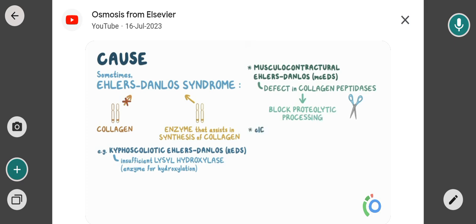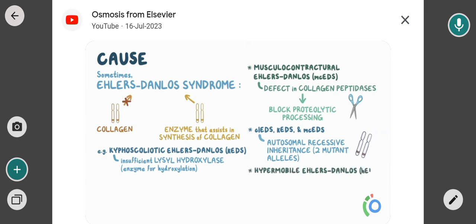In classical-like, kyphoscoliotic and musculocontractural Ehlers-Danlos syndrome, the mutation is passed through autosomal recessive inheritance, which is where two mutant alleles are needed for the disease. Finally, for hypermobile Ehlers-Danlos, or HEDS, which makes up over 90% of people with EDS, no genetic mutation has been identified.